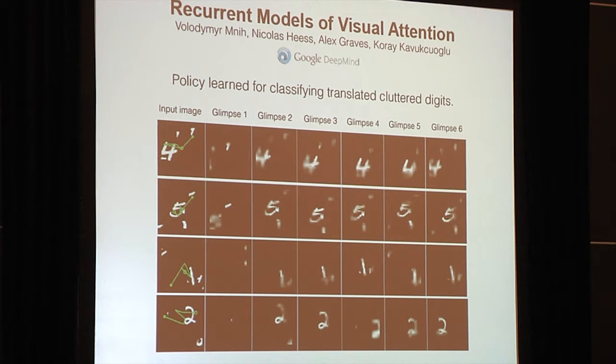So the column on the left shows 4 test cases, and we showed the sequence of glimpse locations that the model made overlaid in green. The next 6 columns show the multi-resolution crops that the model chose to do on these test cases. So we see that the model learns to quickly find the digit in order to classify it.